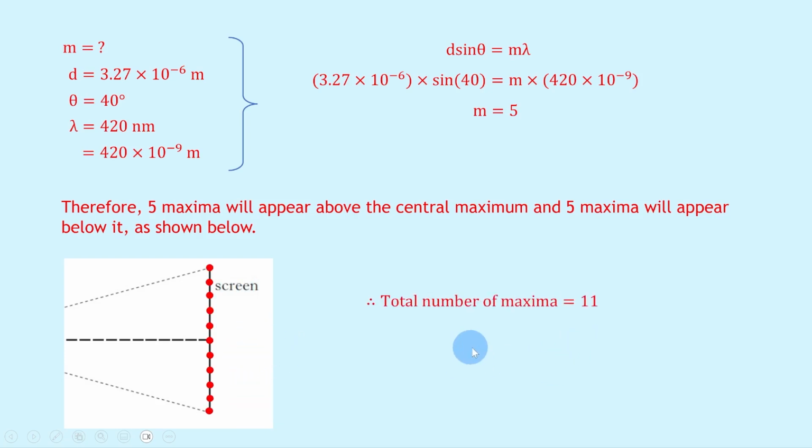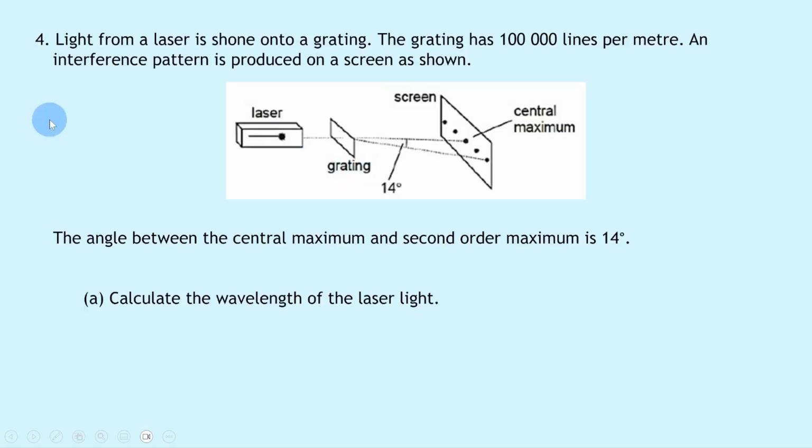So therefore we could say our total number of maxima is 11. And then the 5 that we've calculated going above and below the screen. And remember, that's because we said in one of the triangles we have 40 degrees, and that corresponds to m equals 5 maxima. So in this region we need 5, in this region we need 5, and then we've got the central maximum which totals 11. Lastly, question 4 says light from a laser is shone onto a grating.